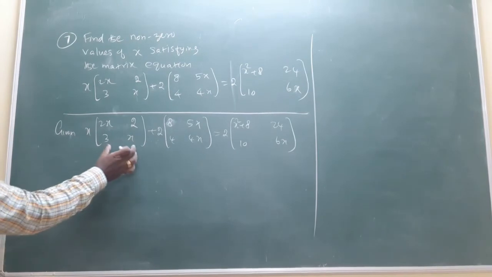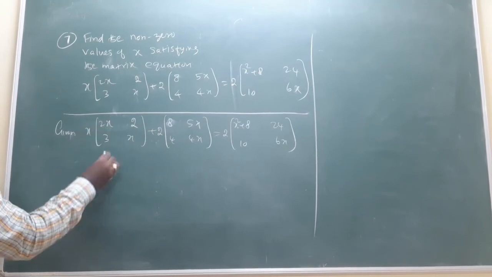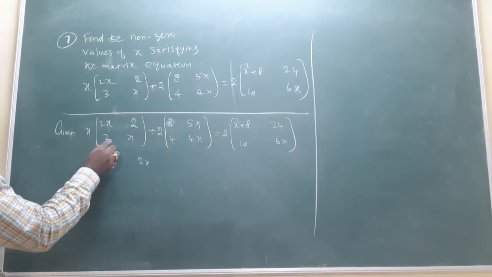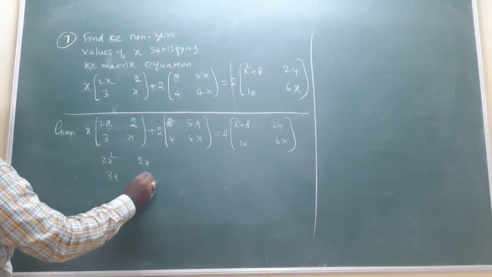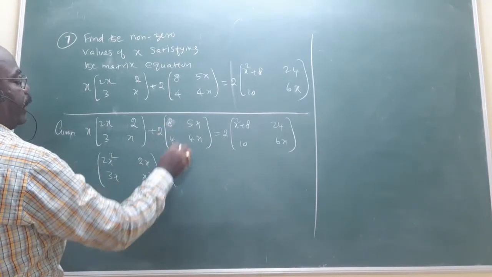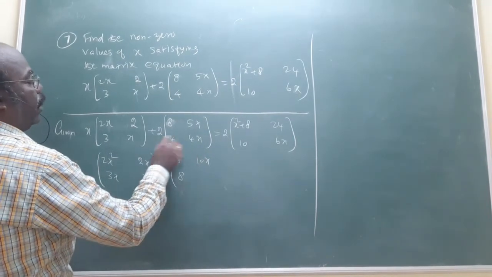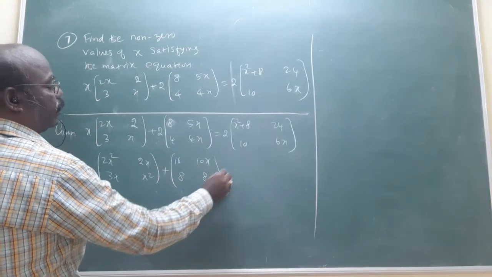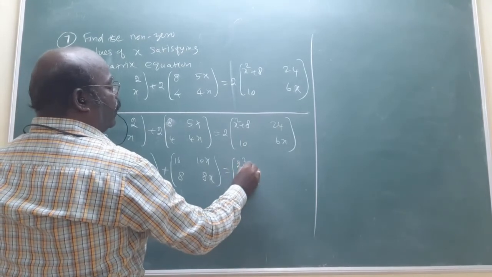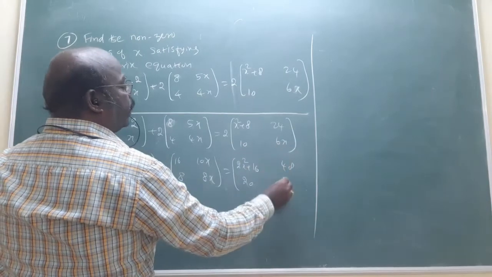Now, outside the bracket, the x is there. That's why this x is multiplied to all elements. x into 2x is 2x squared, x into 2 is 2x, 3 into x is 3x, x into x squared is x cubed. In this way you want to do it. Again here, 2 into 8 is 16, 2 into 5x is 10x, 2 into 4 is 8, 2 into 4x is 8x. The outside of the bracket, what is that? 2 is there, no? Multiply by 2: 2x squared plus 16, 48. 2 into 10 is 20, 2 into 6x is 12x.